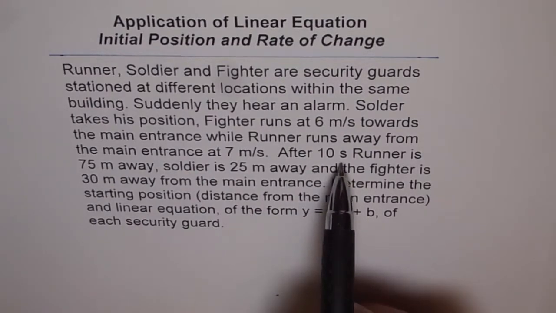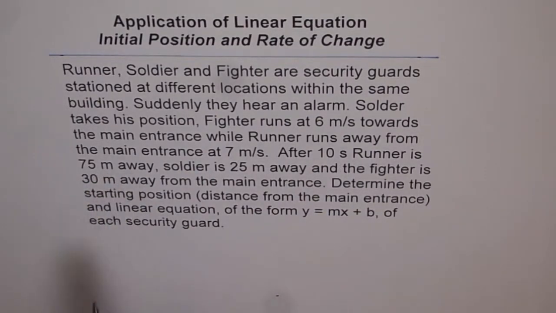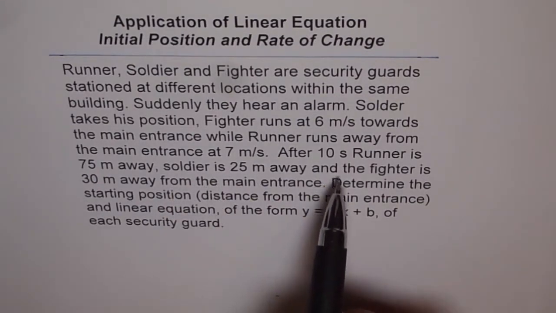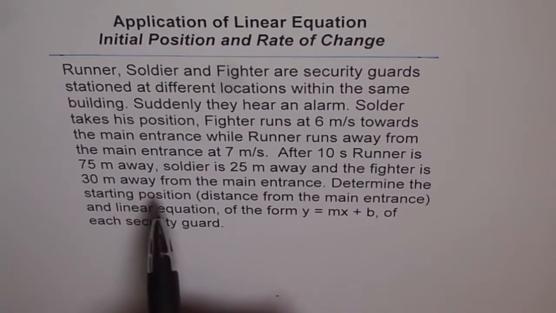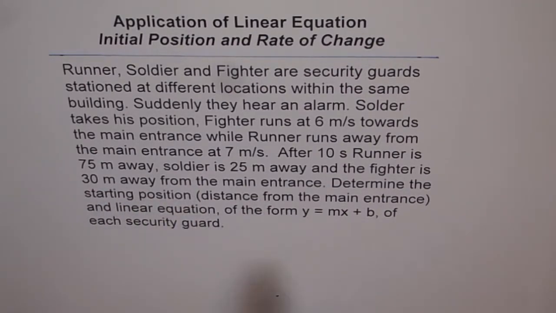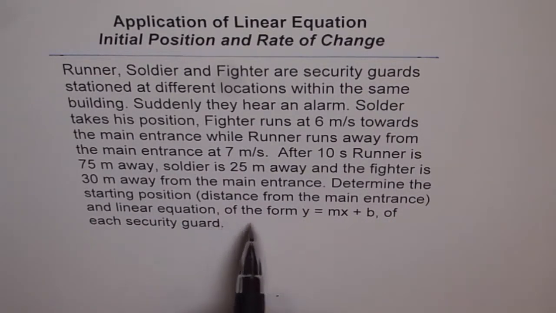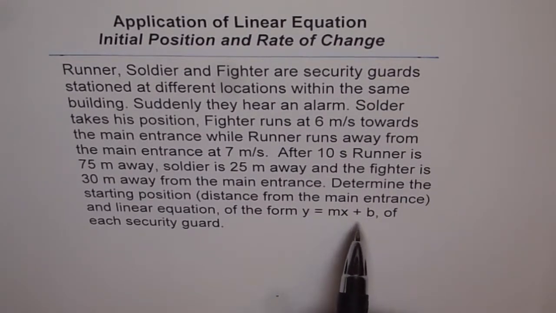After 10 seconds, runner is 75 meters away, soldier is 25 meters away, and the fighter is 30 meters away from the main entrance. Determine the starting position, distance from the main entrance, and the linear equation of the form y equals mx plus b of each security guard. Correct. I hope you understand what this question is talking about. So let's elaborate. Let's read it once again.